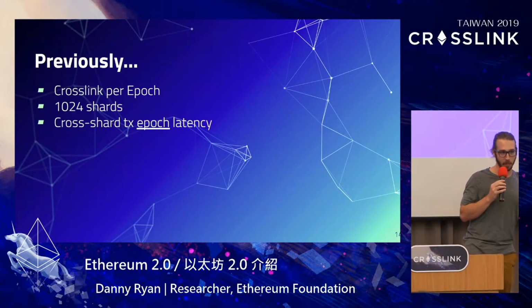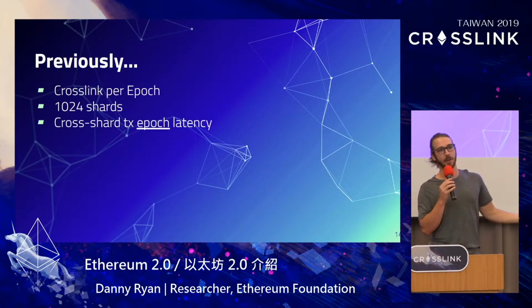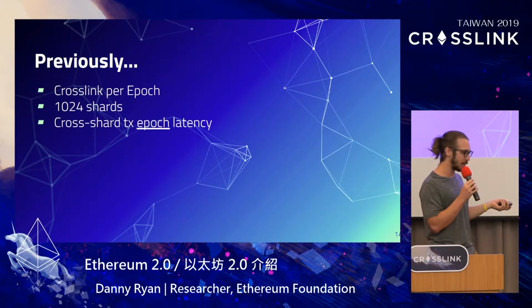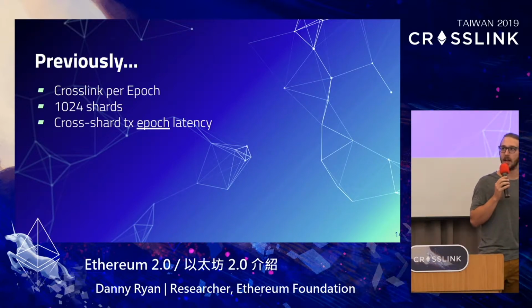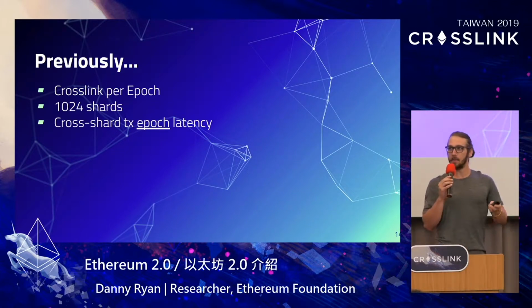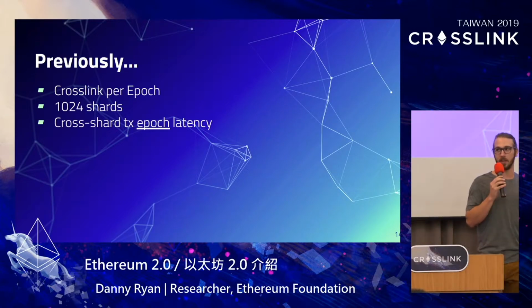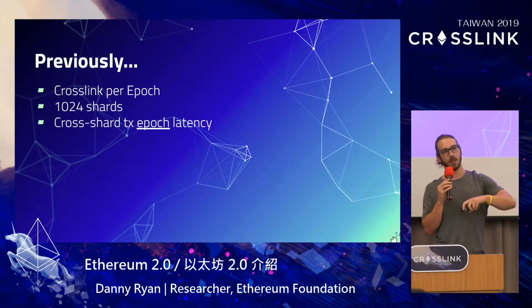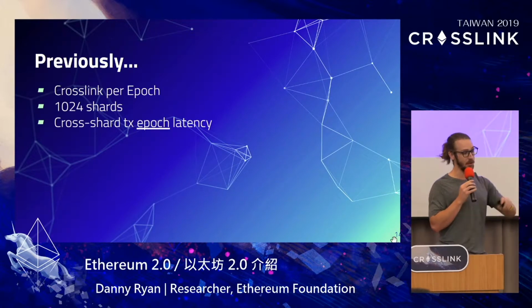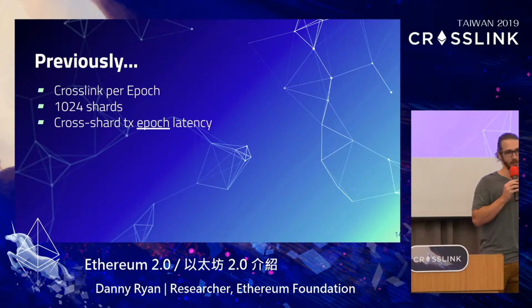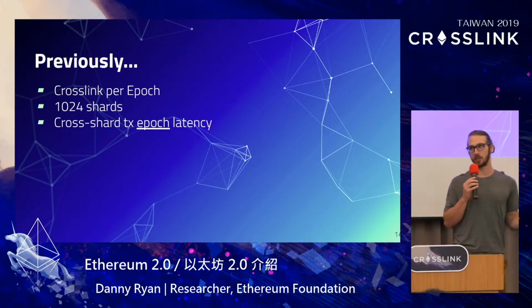So previously, crosslinks, the things that link shard chains back into the beacon chain, would happen on every epoch. This is once per 6 minutes. And we would have 1,024 shards. Because of this cross-linking happening only every epoch, you end up with, at layer 1, epoch-length cross-shard latency. So if I want to communicate from shard 1 to shard 2, I might have to wait approximately 6 minutes, and if I want to communicate back, I have to wait another 6 minutes. It's definitely not a great user experience, and potentially also a tough developer experience.